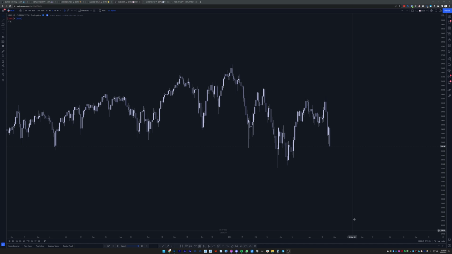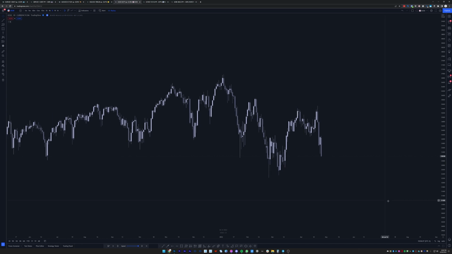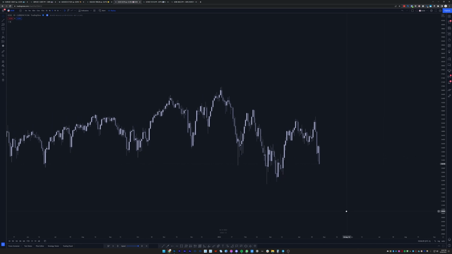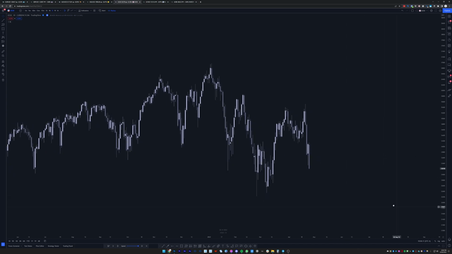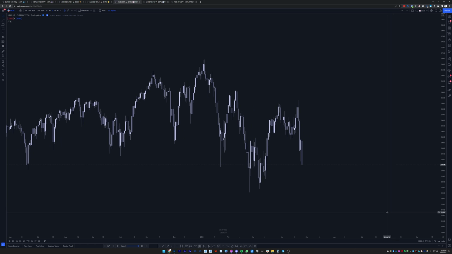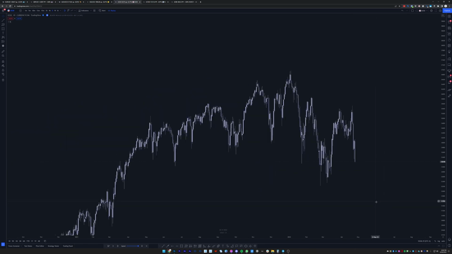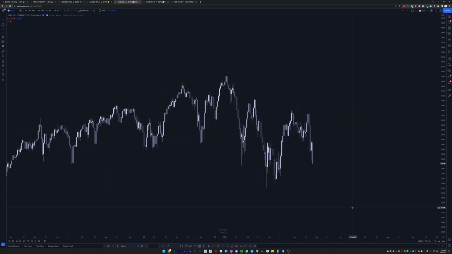So obviously this is post New York session. What I'm going to do is break down everything from the daily, the higher time frame, the 4 hour down to the 15-minute and onto the 1 minute where I actually executed the trade. So let's start off with marking out our daily structure.